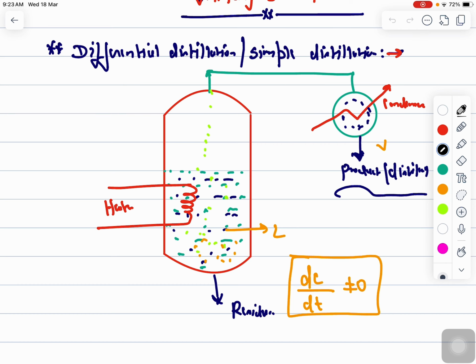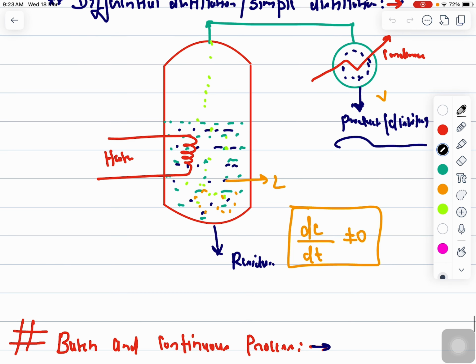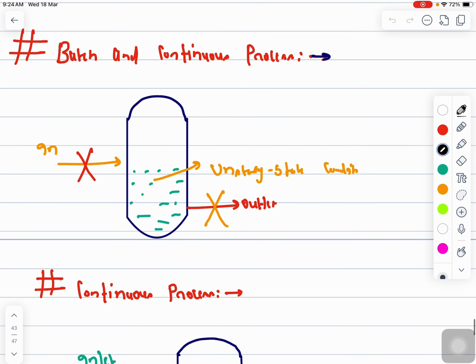But yes, this is an unsteady state operation, where I told you that the concentration of the more volatile component in the vapor phase will increase with time, and the concentration of the less volatile component in the residue will increase with respect to time. And that's why this is called the unsteady state process.